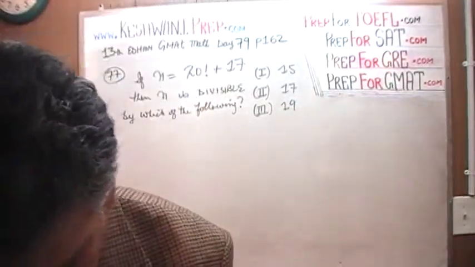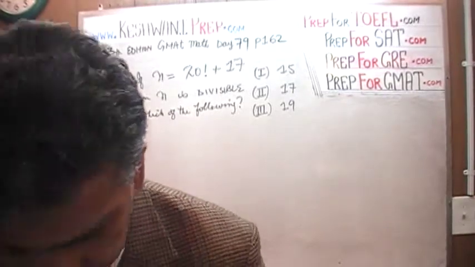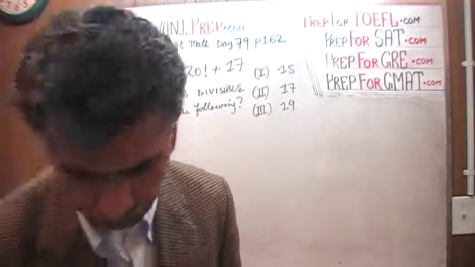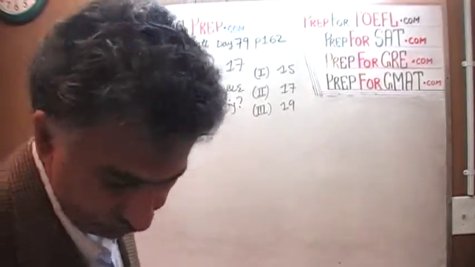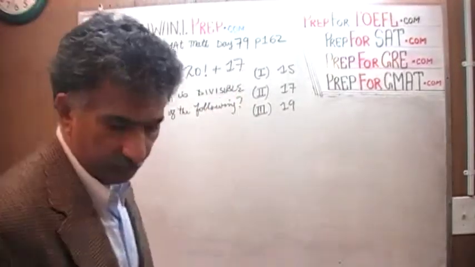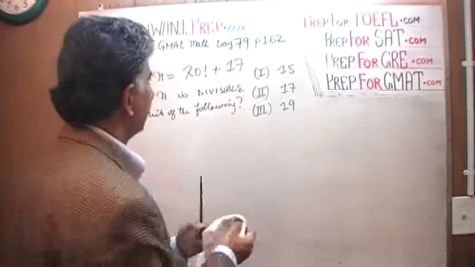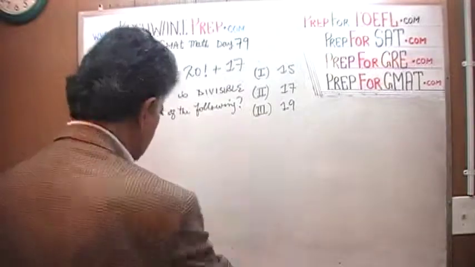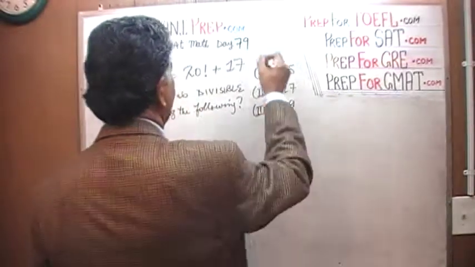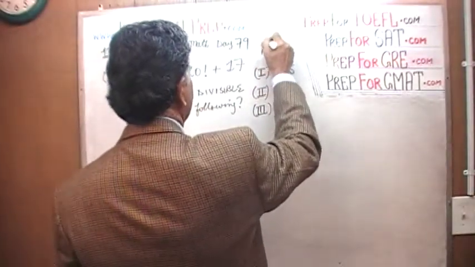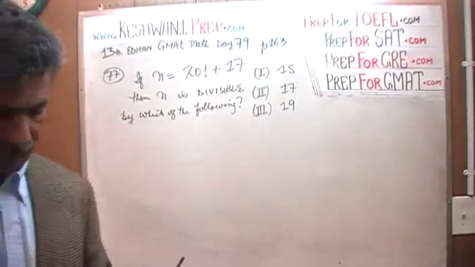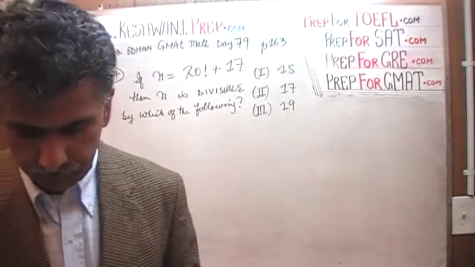The problem that we're about to solve is the one that you will find on page number 163. The very first problem on page 163. Today is our lesson number 79, but the page number is 163, not 162. Problem number 77. The problem is already on the blackboard. Let's take a look at it.